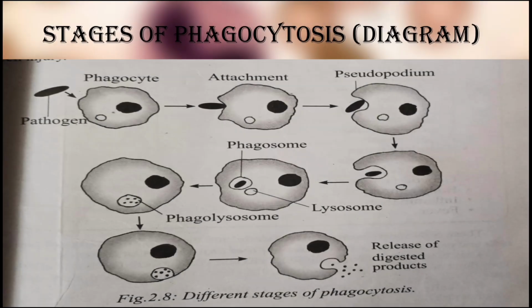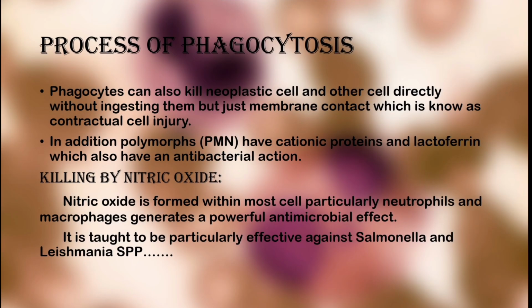Here is the stage of phagocytosis diagram. The phagocyte can also kill neoplastic cells and other cells directly without ingesting them, just by membrane contact, which is known as contact-mediated cell injury. In addition, polymorphs have a cationic protein and lactoferrin, which also have an antibacterial action.